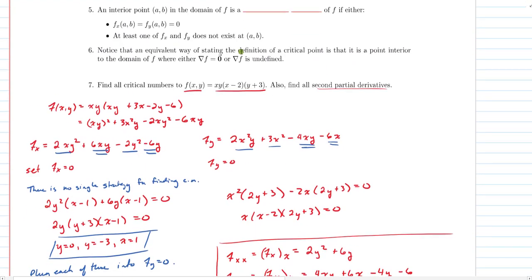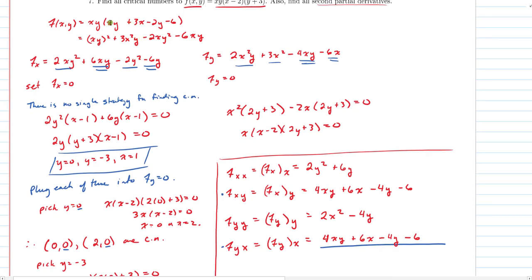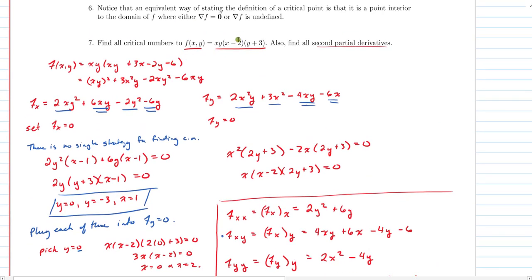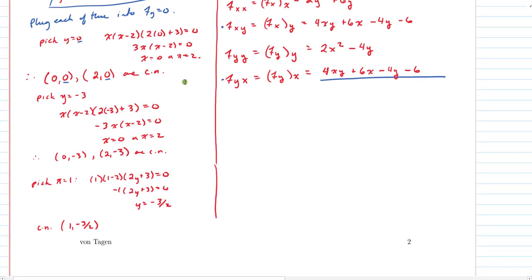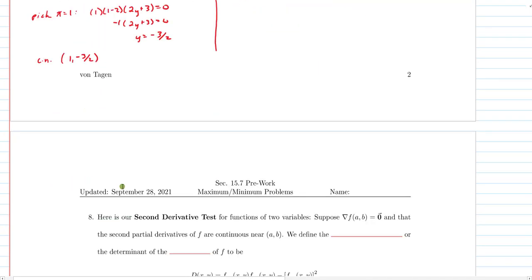So folks, in our last video, two videos ago, we defined what it meant to be a critical point. And then in the most recent video, we went ahead and found the critical points of this function right here. What we eventually want to do is classify these critical points, the 5 points that we had, (0, 0), (2, 0), (0, -3), (2, -3), and (1, -3/2), as either local minimums, local maximums, saddle points, or whether maybe we can't determine at all because our test is inconclusive.